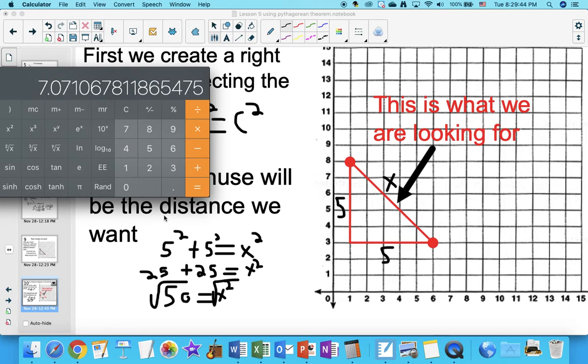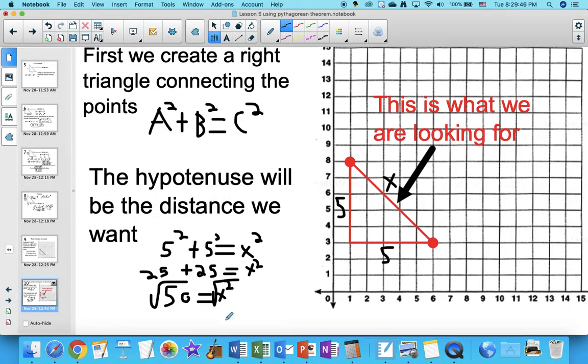It's 7.07. So we know that x equals 7.07. So this length here is 7.07. And so that is the length of the distance between these 2 points. So it's not just counting the squares, 1, 2, 3, 4, 5. You would get 5. No, it's 7.07.